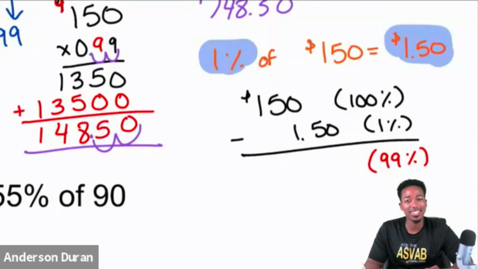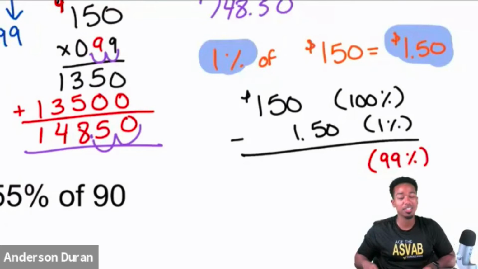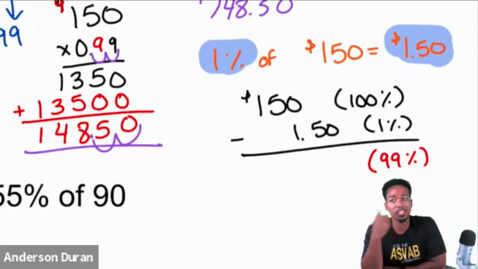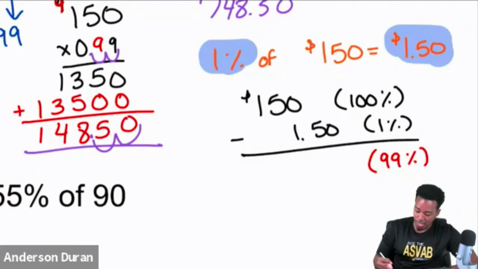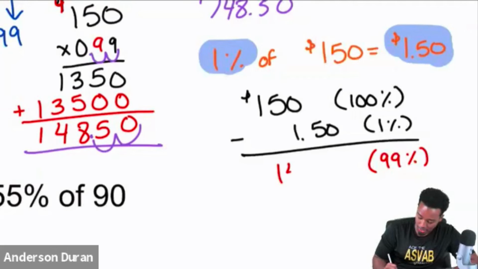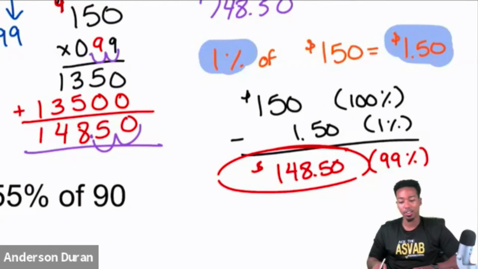And so watch this. If I take 150, take away $1, that's 149. Take away 50 cents, 148 and 50 cents. You can get this problem done in 5 seconds in your head.